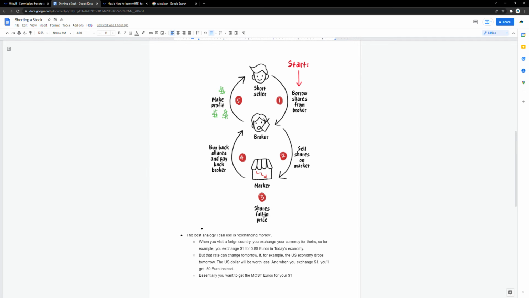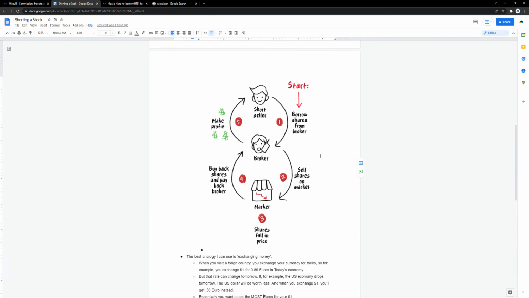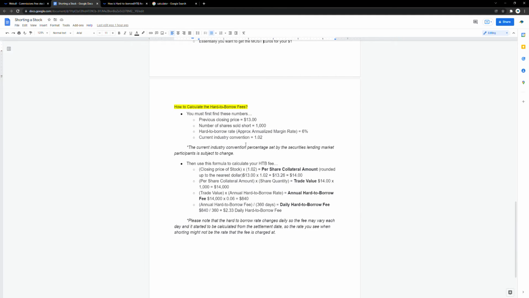So pretty much what you're trying to do when you're shorting is you want to get the most money back. In my example, you want to get the most euros for your $1, right? That's the same thing as wanting the market to crash and wanting to get the best price. You want it to drop and you want your exchange rate to be the best to make that profit. So that's pretty much what shorting a stock means.